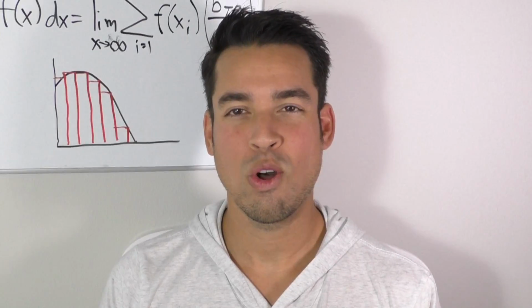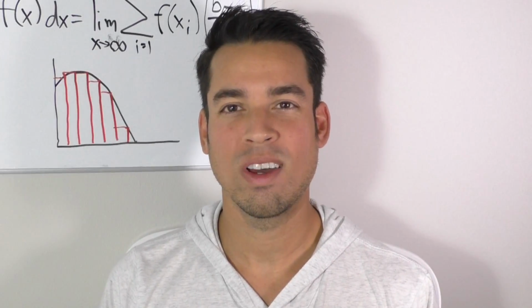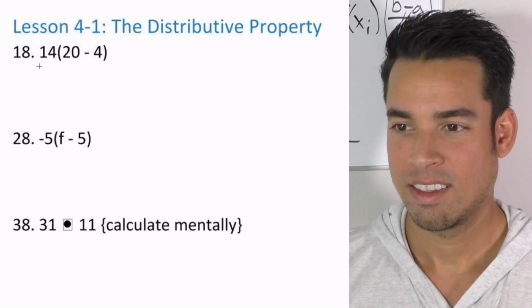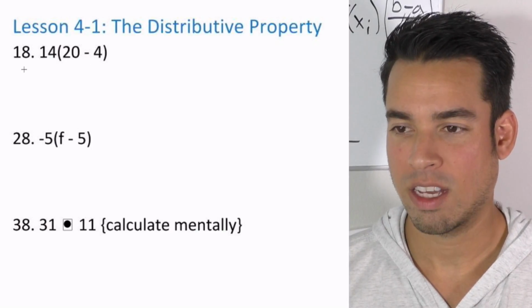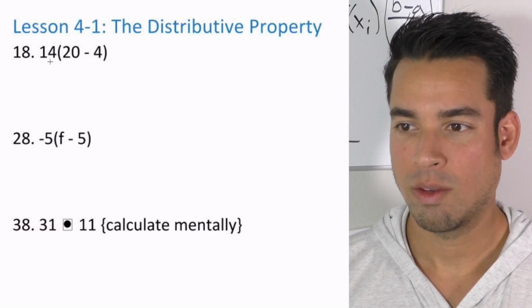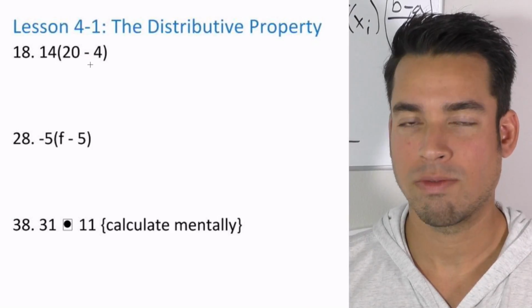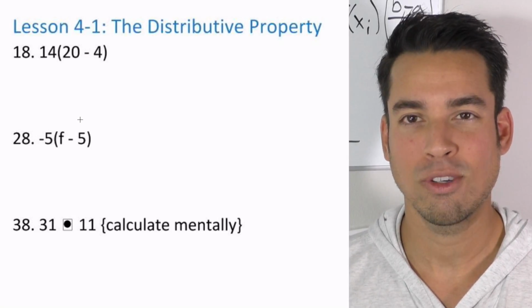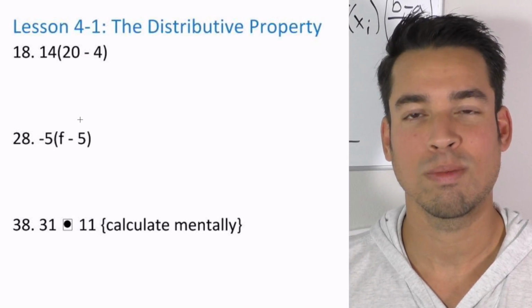What's up, guys? Welcome to lesson 4.1, the distributive property. Let's do it. So here we have the number 18, and we've got 14 times 20 minus 4. Now, when we're typically taught order of operations, we usually do what's in the parentheses first, and then we would carry out the multiplication.